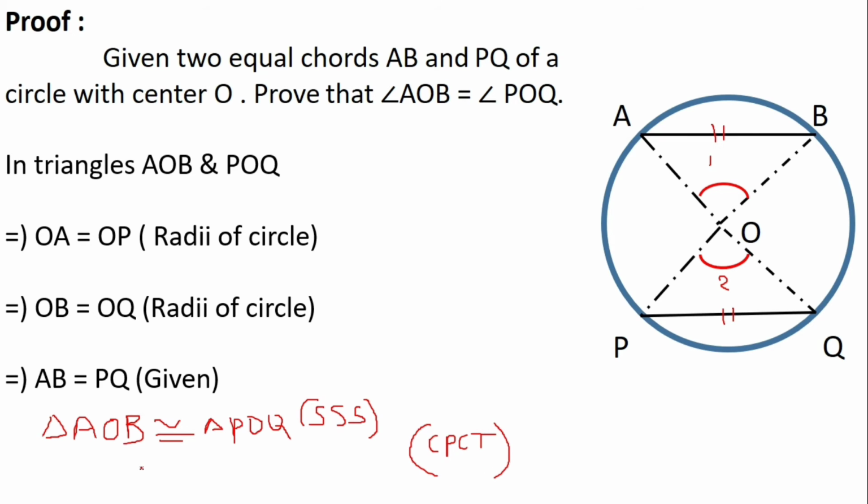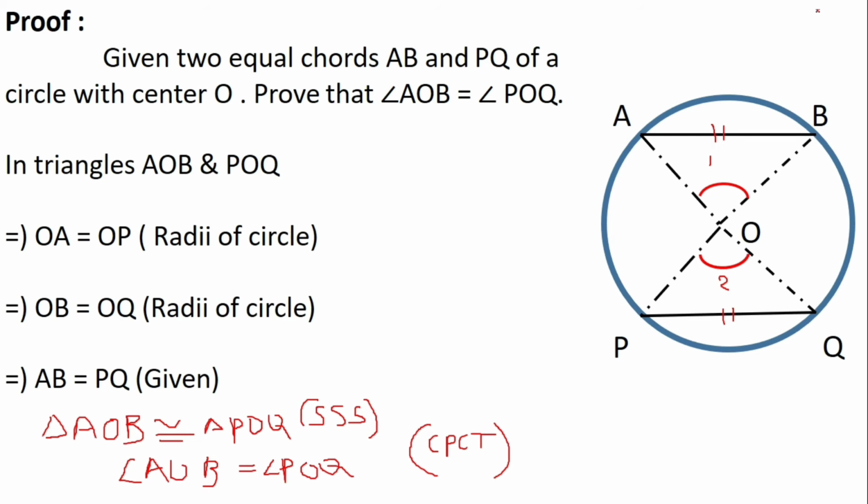So I can say corresponding parts means these two angles will also be equal, similar. So hence we have proved that angle AOB will be equal to angle POQ because corresponding parts of congruent triangles are equal. I think this is clear.